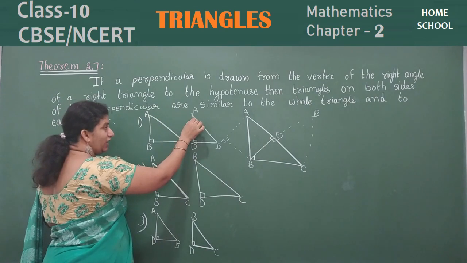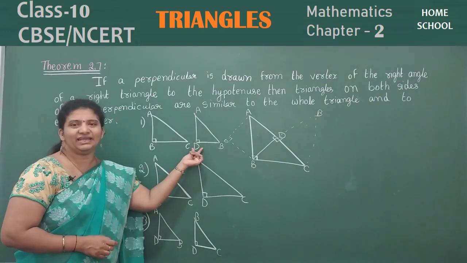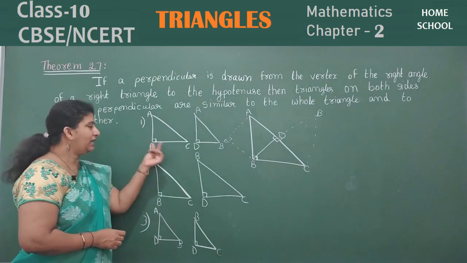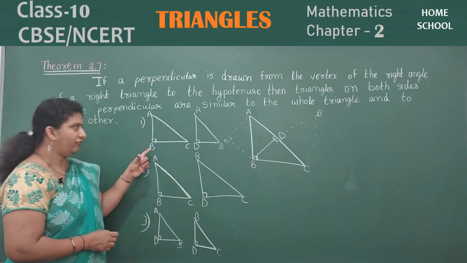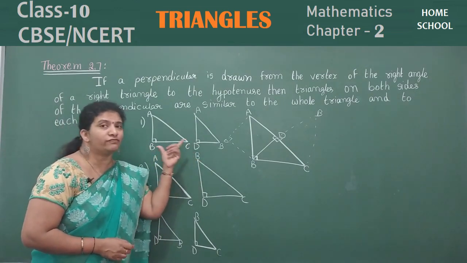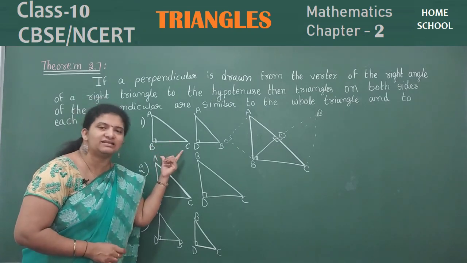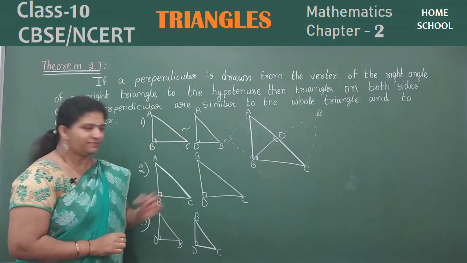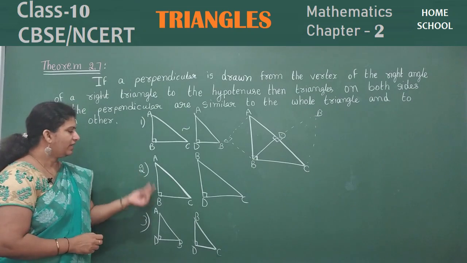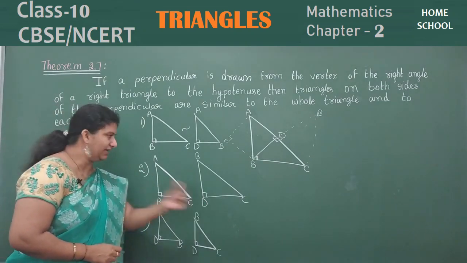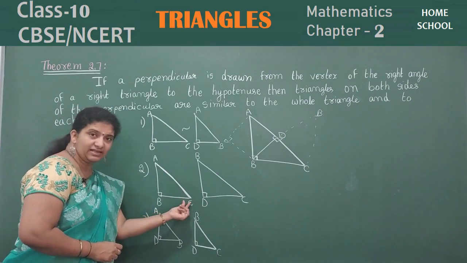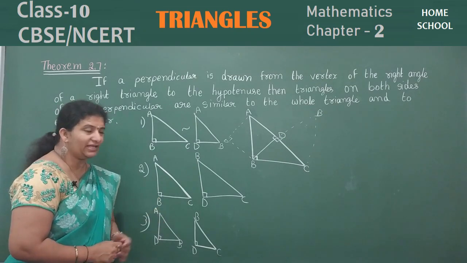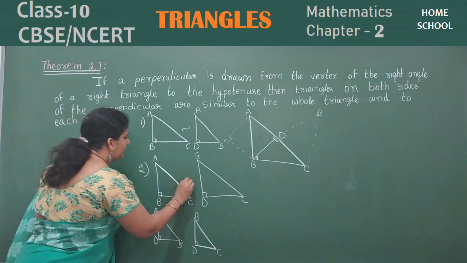Angle A, common angle. Angle B, angle D. What? Right angle. Right? Already given, it is perpendicular. Angle B, angle D is a right angle. Therefore, the two corresponding angles of the two triangles are equal by angle-angle similarity. What can I say, children? These two triangles are similar. Similarly, shall we see the others? Look here. Angle B, angle D, right angle. Now which angle is common? Angle C. Therefore, what I can say by the angle similarity criteria, these two triangles are similar.